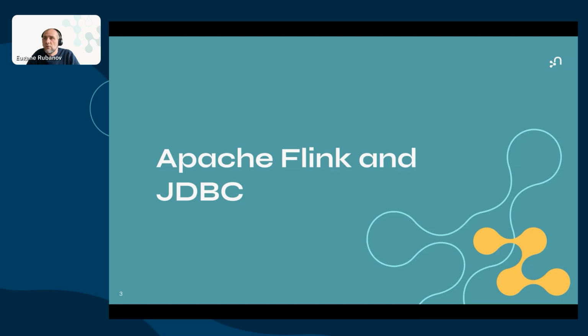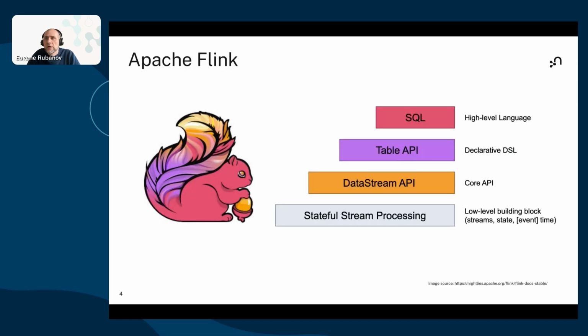So first of all, what is Apache Flink? Apache Flink is an open source framework for processing data streams. It is designed to handle both unbounded and bounded streams, and it provides APIs at different levels of abstraction. The most widely used are the DataStream API and Table API.